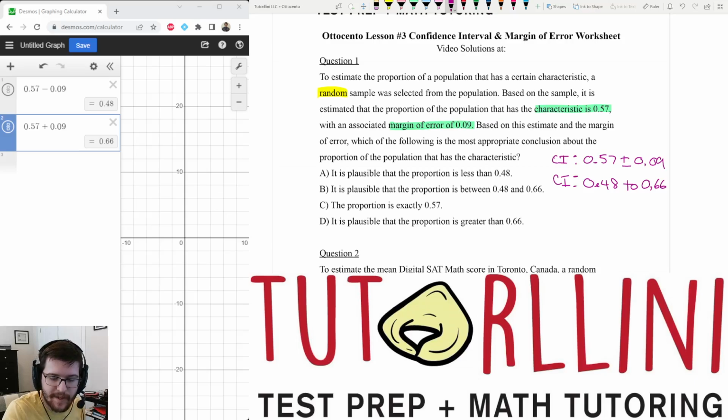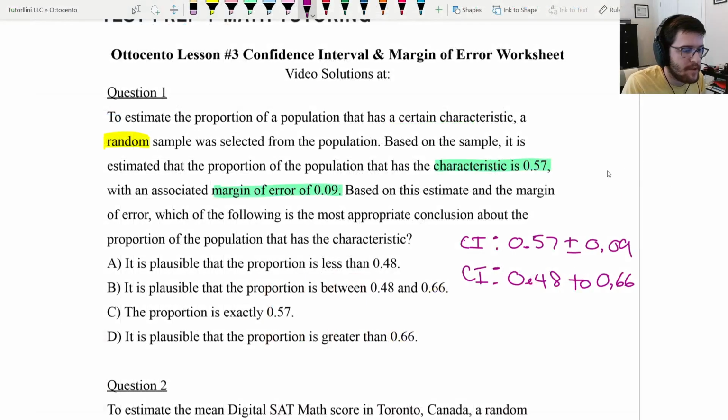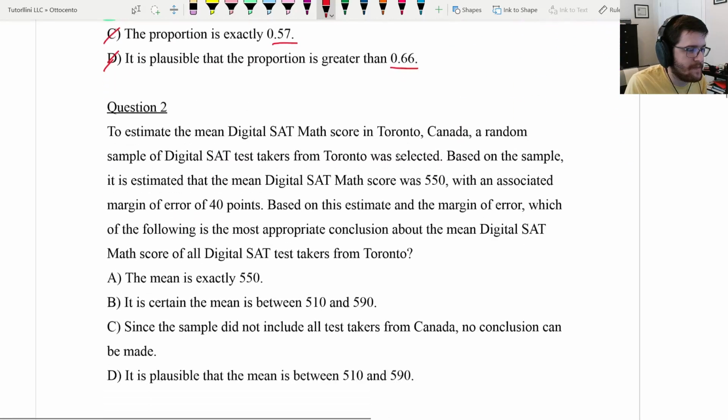And let's go back here. So the true population proportion should be very likely or plausibly between 0.48 and 0.66. The only one that even comes close to that is B, right? I mean, none of these other ones even mention both of the numbers, so I feel like that's kind of a giveaway that they're all wrong. Great, let's keep going.